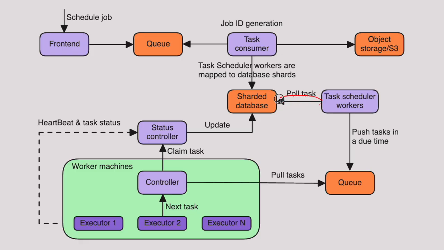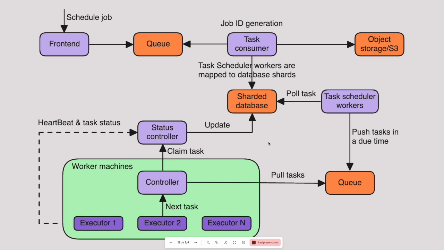And then we have task scheduler workers that are constantly polling the database for the tasks that have to be executed right now or can be executed right now. Those tasks get thrown into another queue that decouples the scheduling part from the execution part. Then the workers consume the job or task from the queue and start processing it. As they are processing it, they constantly send the heartbeat and the status of the task to the status controller that updates the sharded database, to make sure that if the worker dies or the job fails, that status ends up in the database and then the job gets enqueued again. So this is the high-level design.